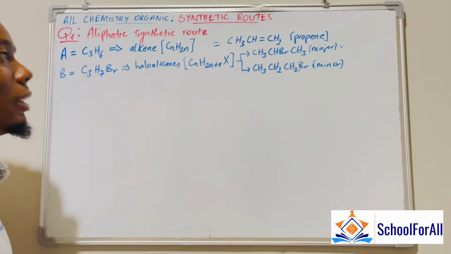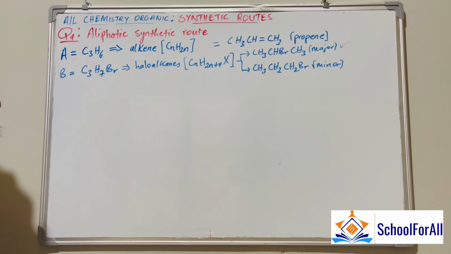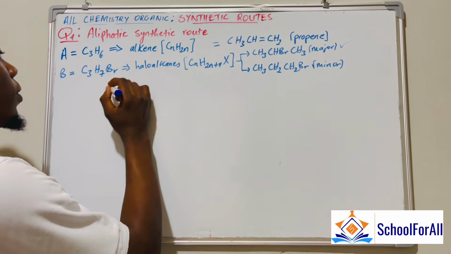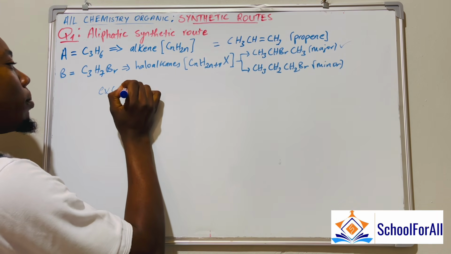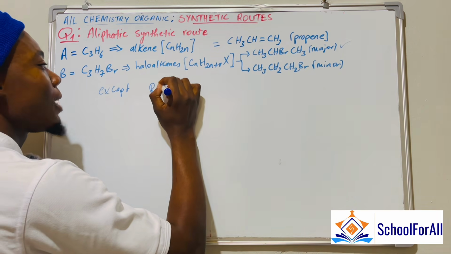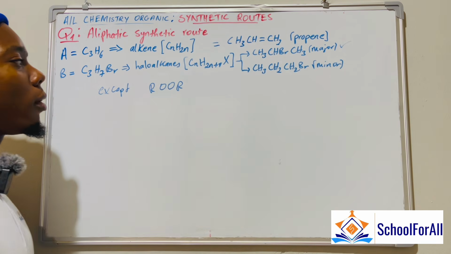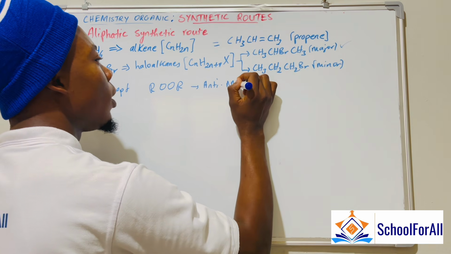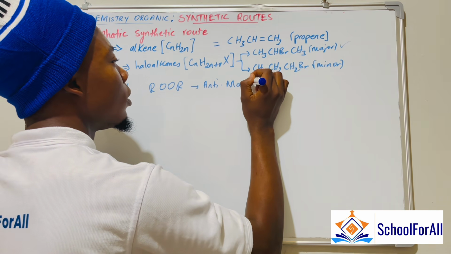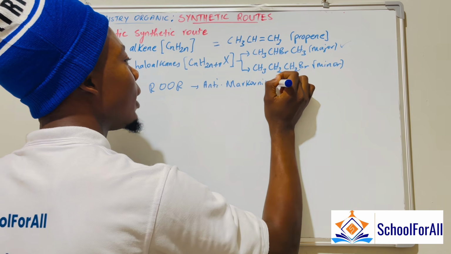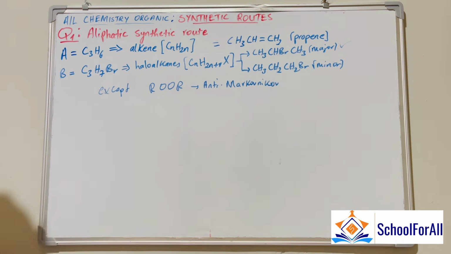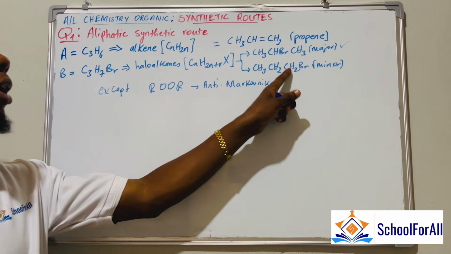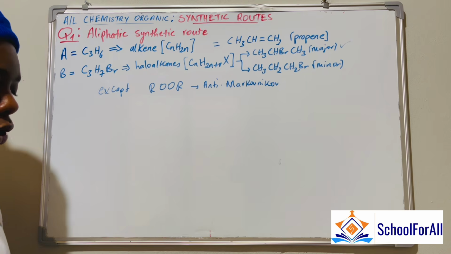So in your synthetic route, always make sure that you choose the major product, except when there is the presence of an organic peroxide. If there is an organic peroxide, it is anti-Markovnikov. So make sure that there is no organic peroxide. But if there is one, you make sure that the other one now becomes your major product. So take note.